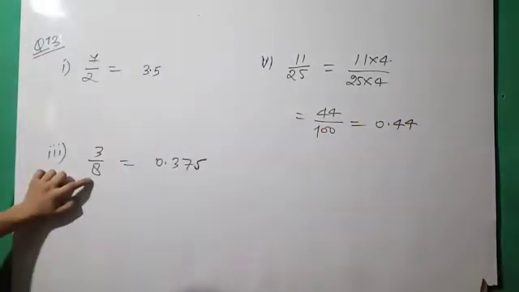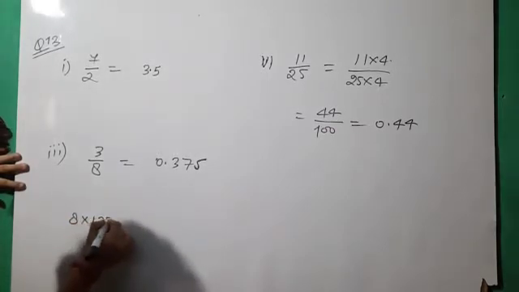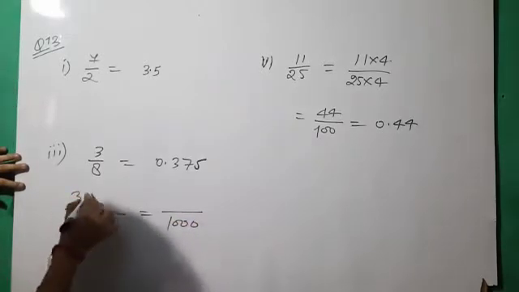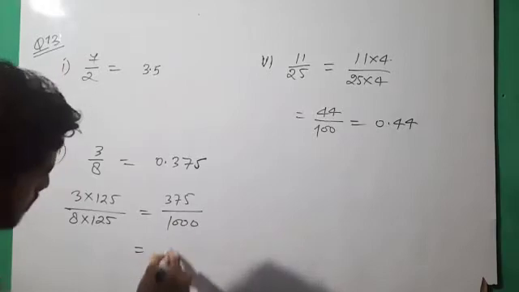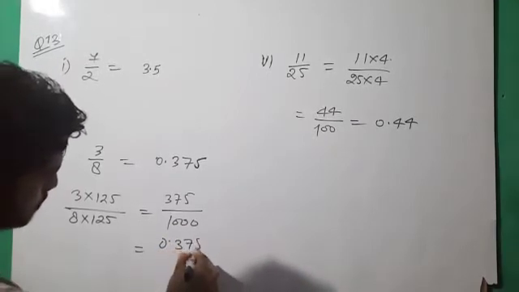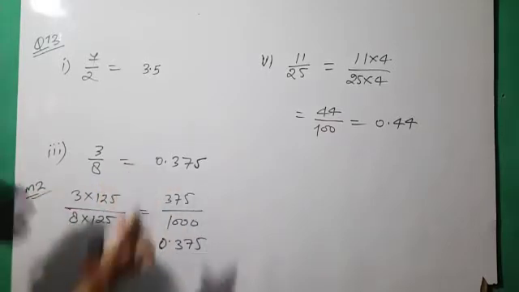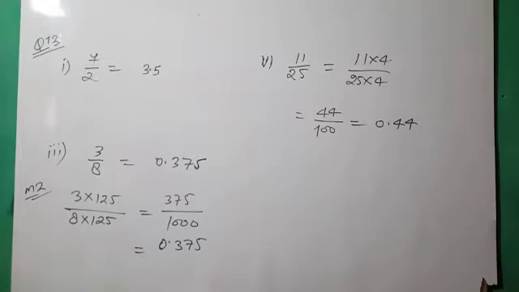For this, if you want to convert this number, okay, so 8 into 125 we know. 8 into 125 is 1000. So we have to multiply here also by 125, so that it becomes 375, and 375 upon 1000 is 0.375. Okay, this is method number two, and this is the first. Whatever you want to do, you can. Okay, this is question number 5.